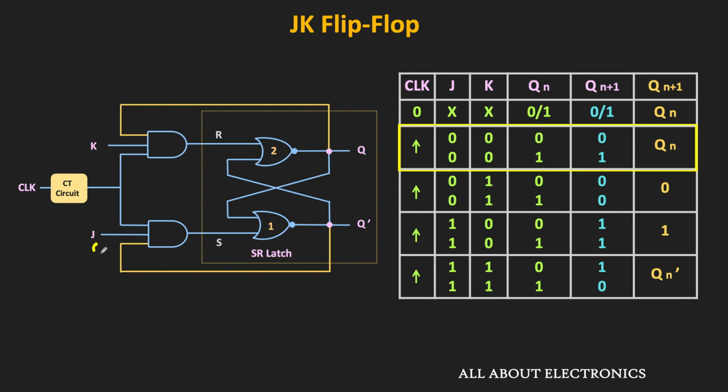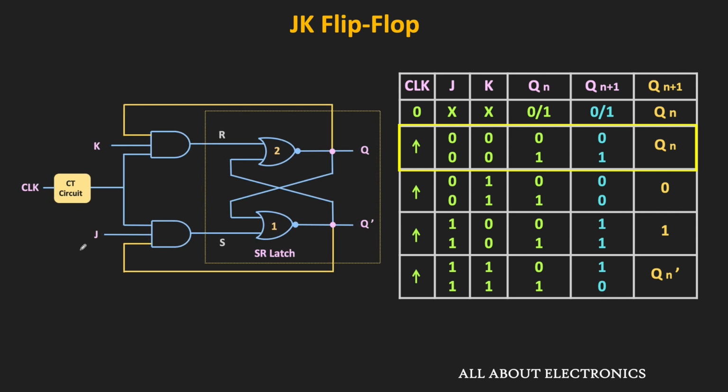Similarly, when both J and K inputs are 0, the output of these two AND gates will be 0. In that case, both S and R inputs are also 0. So in this condition also, the flip-flop will retain its present state. Likewise, when J is 0 and K is 1, then at the clock transition, the output of this lower AND gate will be 0.